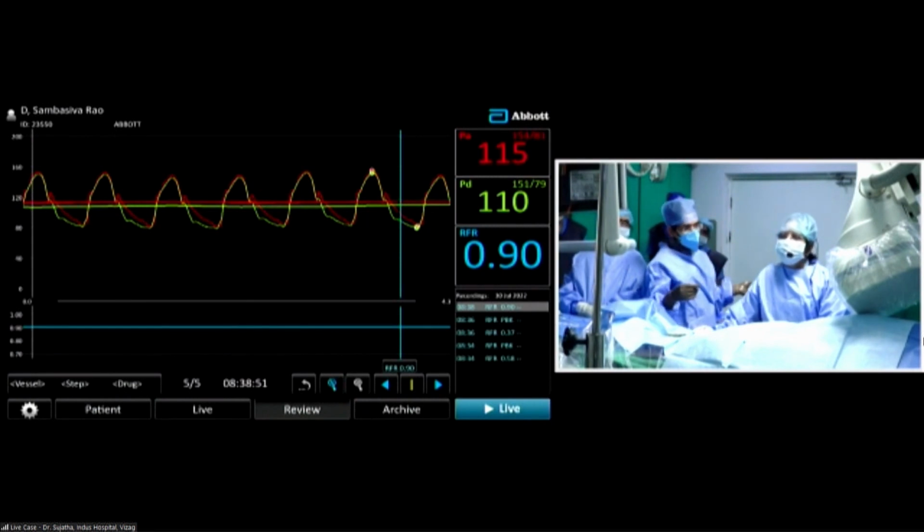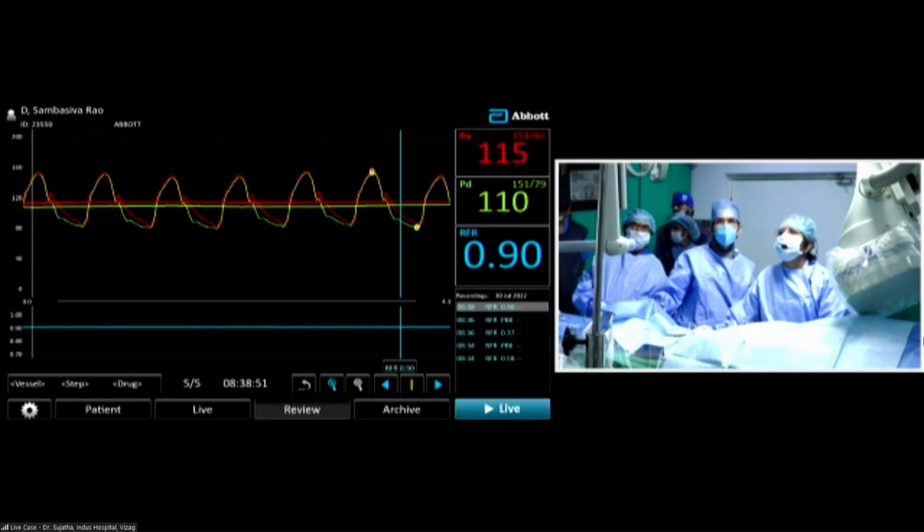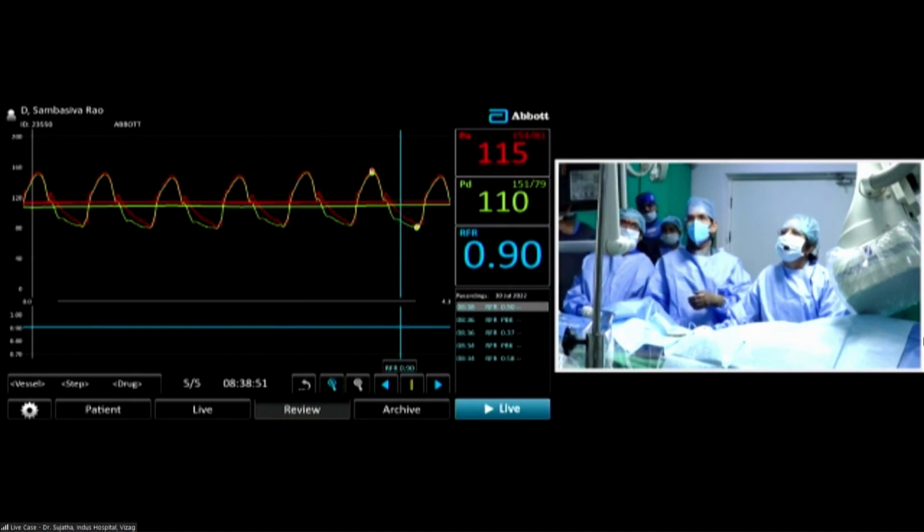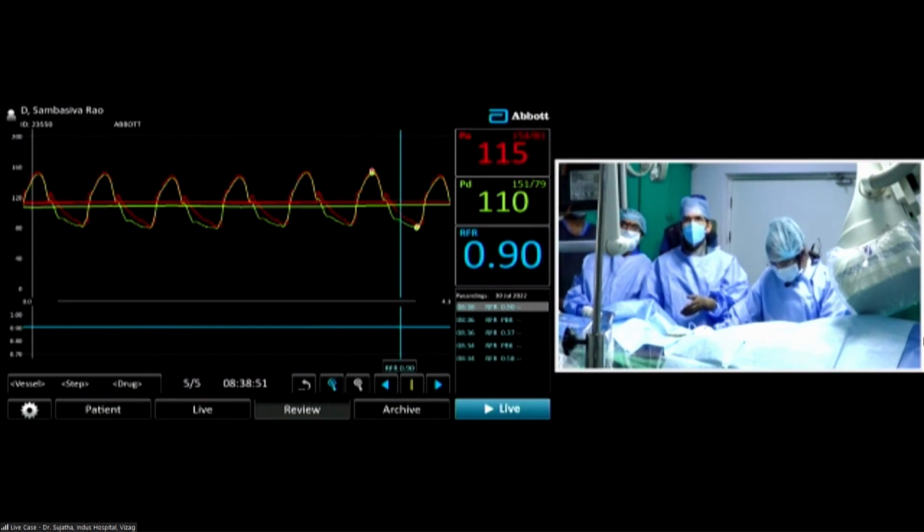But we should also always consider how big the size of the vessel is and what territory it is involved in. Though FFR gives it indirectly, if it is supplying a bigger territory, it comes positive. But if you do not want to touch OM3, it's up to you, madam. But the proximal one, I think, is pretty important, a larger vessel. You want to stent the OM2, OM1?